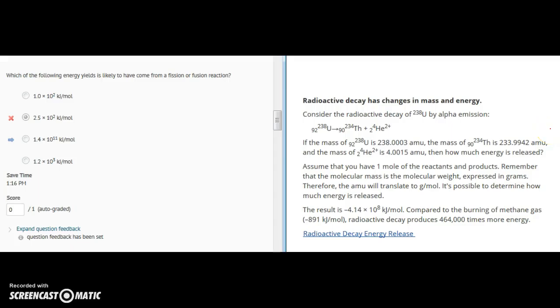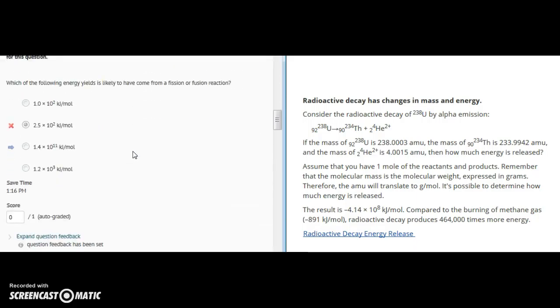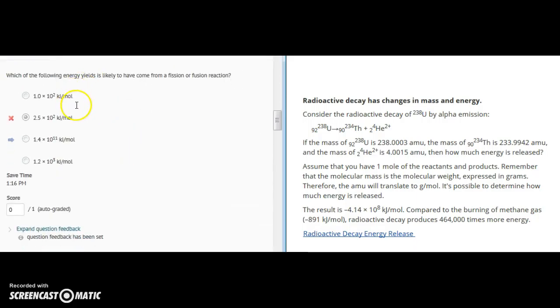Okay, this is part of the 8.06 quiz. So if we look here, this is question number 1. Which of the following energy yields is likely to have come from a fission or fusion reaction?